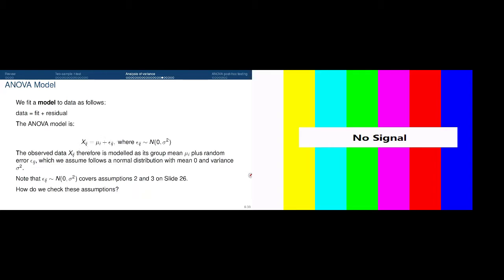So a data point is equal to the mean of the group that it comes from plus some random scatter, because it's never going to be perfect. And the ANOVA model assumes that this random scatter is normally distributed, with a mean of 0 and a variance of sigma squared. And we assume that the variance is equal across each of the groups. That's one of the assumptions that we talked about on the earlier slide.